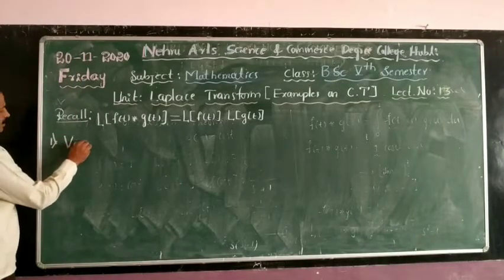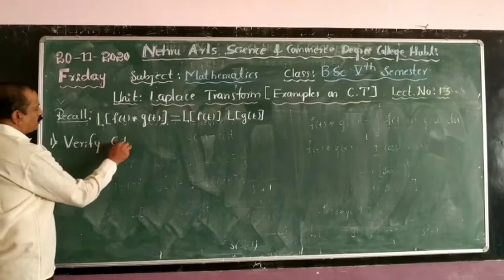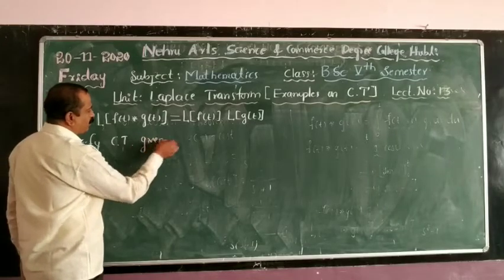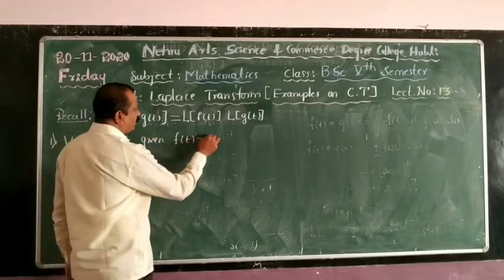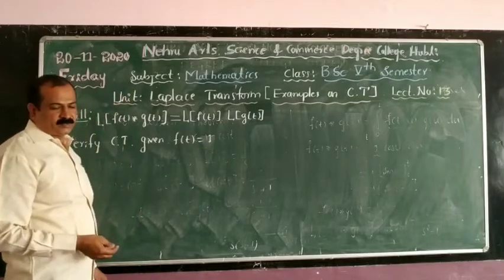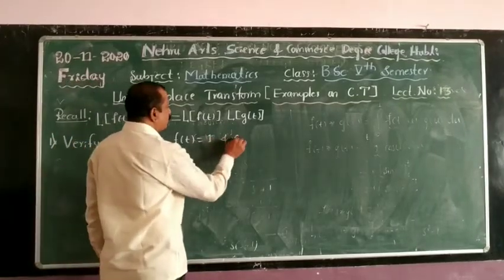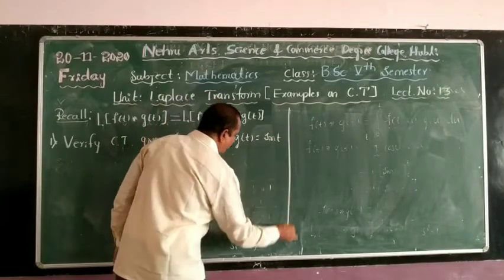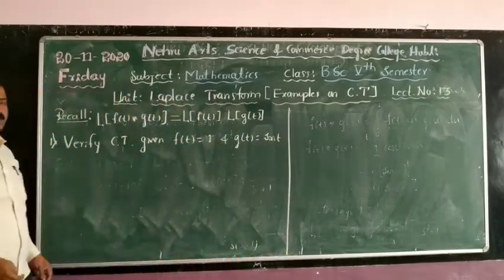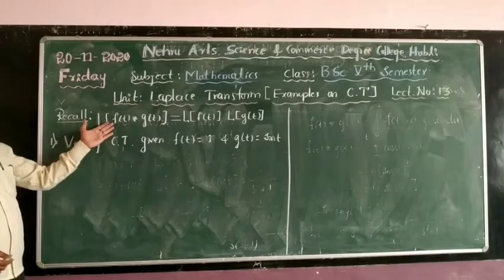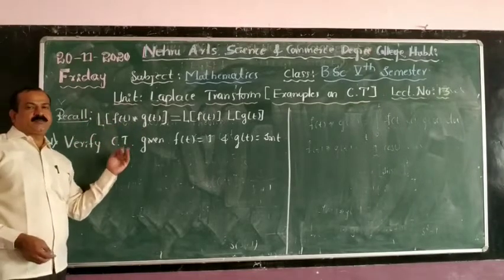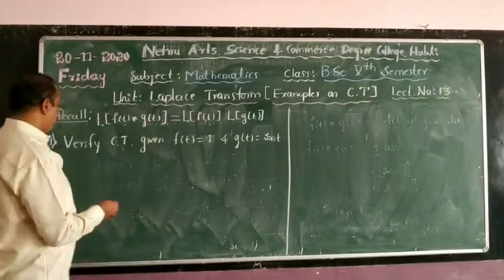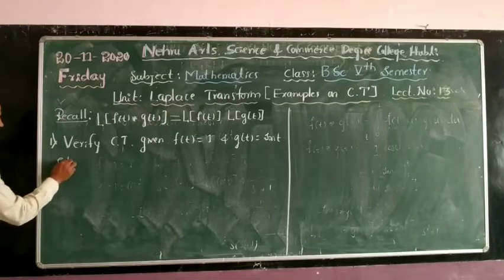Verify convolution theorem. The question is to verify the convolution theorem, given f of t is equal to 1 and g of t is equal to sin t. The f of t and g of t are given. We have to verify the convolution theorem: L of f of t star g of t is equal to L of f of t into L of g of t. To find the LHS and RHS, the answers of both should be the same.